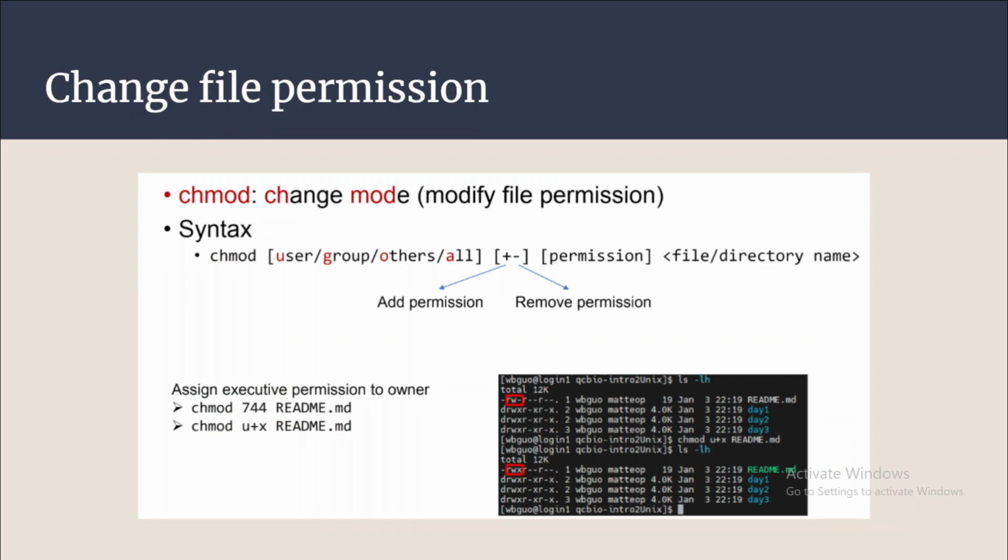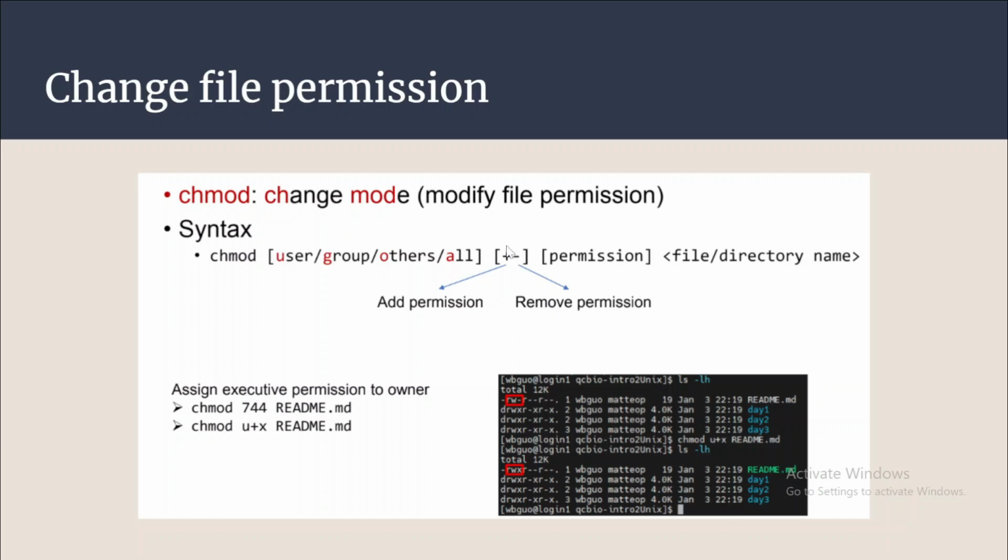Next is how you are going to change the permission. To change the permission, we use the chmod command. The syntax of chmod is: this is the command chmod. Then you need to specify for which group type you are adding. If you are adding u, it means you are giving permission to the user. G is for group, O is for others, and A is for all.